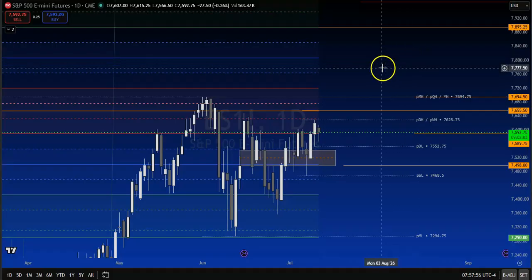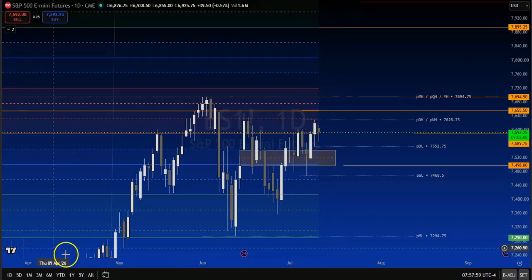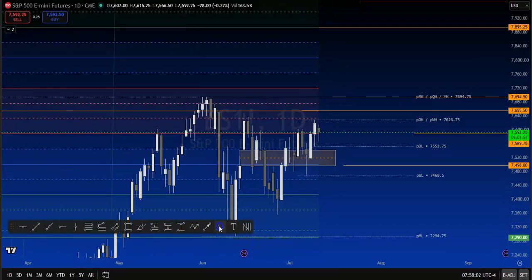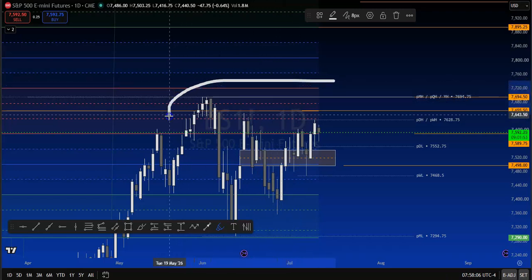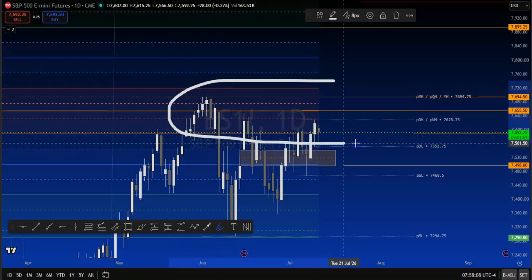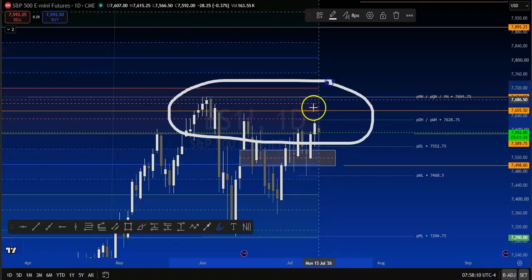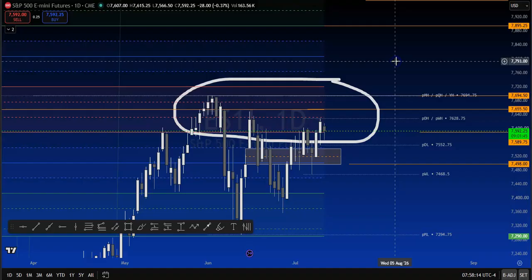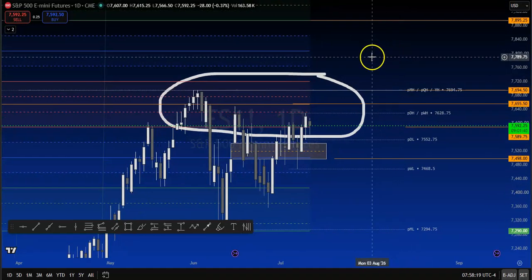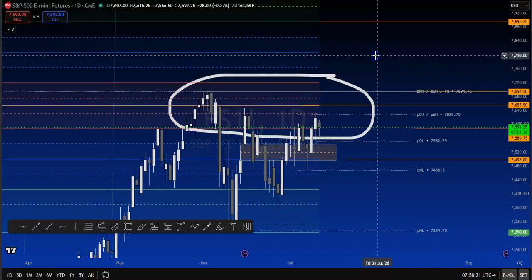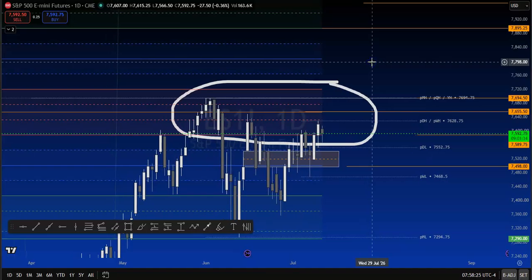Jumping into ES. ES is using, I lost my tool again, using the EQ as resistance. So here, I'm just going to go ahead and circle this right out. Here you can see that this area is acting as resistance. So these levels that I teach in the class, you can see that they work. This is repetitive. In every video I make, you're going to see these levels and you're going to see how they play out time and time again.